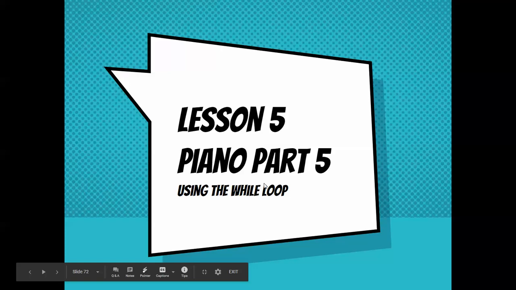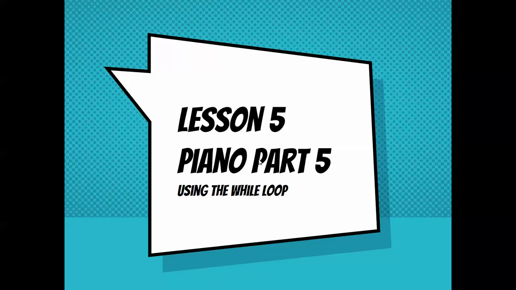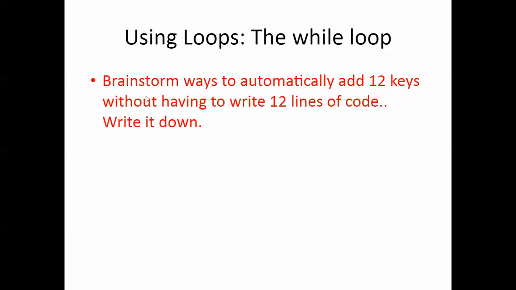Ladies and gentlemen and programmers, we're going to do part 5 for lesson 5. We're going to learn how to use a while loop. All right, so in your notes, I want you to brainstorm ways to automatically add 12 keys to the screen without having to write 12 lines of code. So write that down, and that's part of your notes. At the top, make sure you put down the label using loops, the while loop.